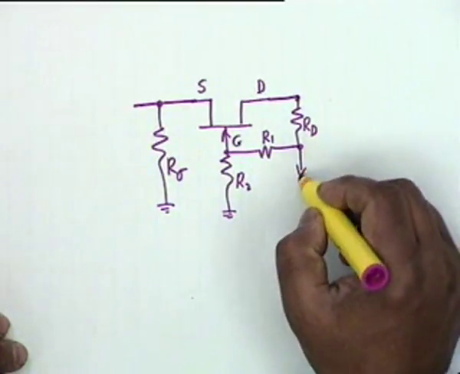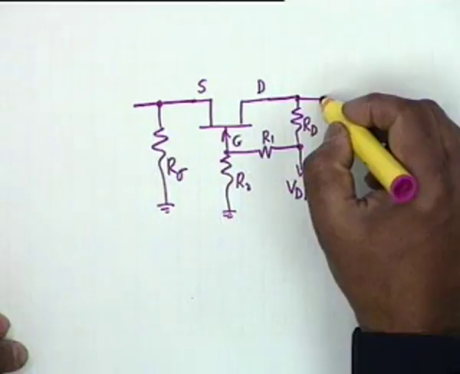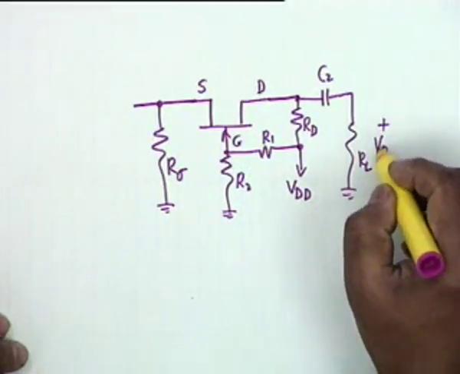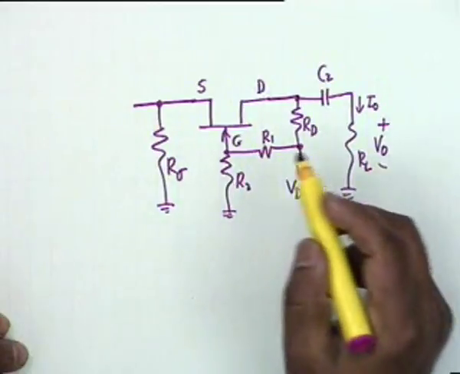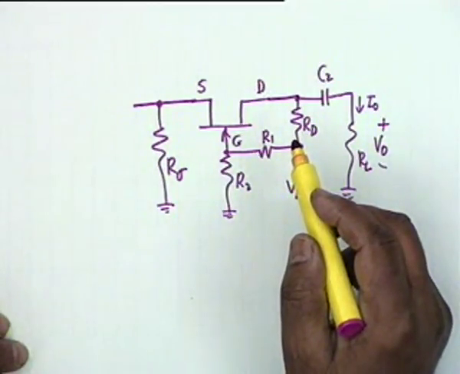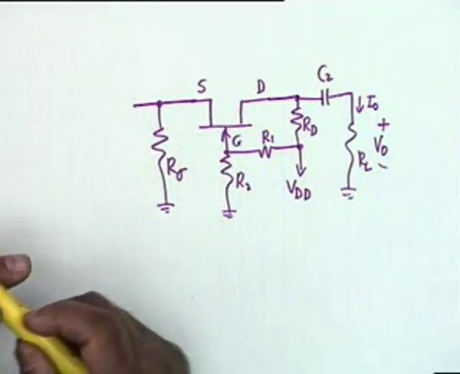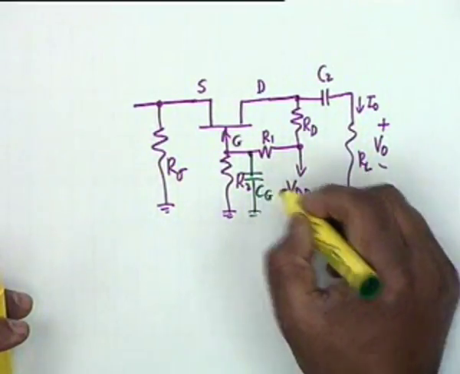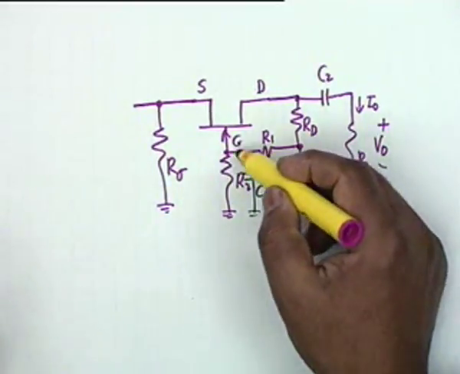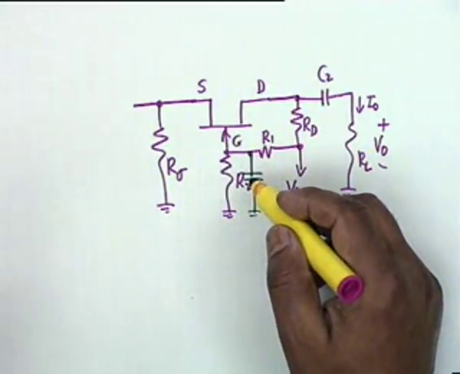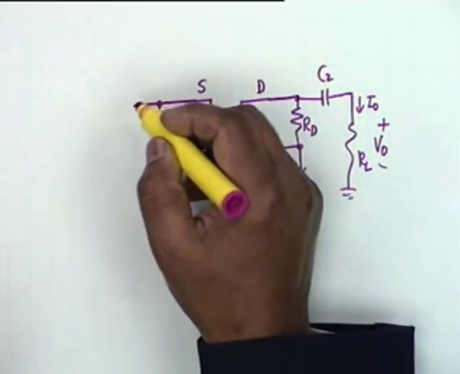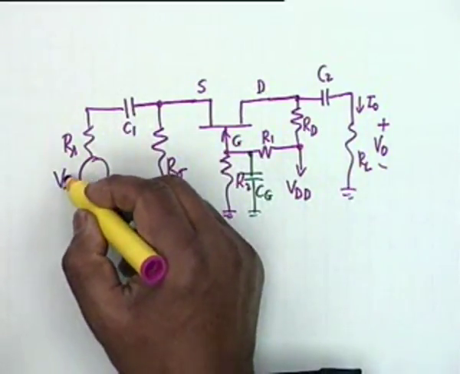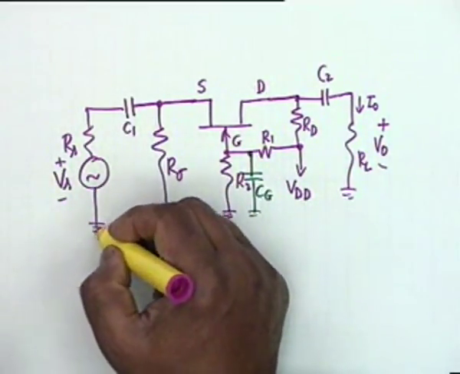This is R1, and this should go to VDD. From here, you take the coupling capacitor and take to the load RL. The voltage is V0, the current is I0, and for reasons that I had stated in the case of the common base amplifier, R2 must be bypassed. In other words, there must be a capacitor here, CG, which bypasses R2 to ground, but R2 is effective in DC, in setting the DC operating point. Then your input is applied through a coupling capacitor and a source resistance RS and a voltage source VS, and this goes to ground.